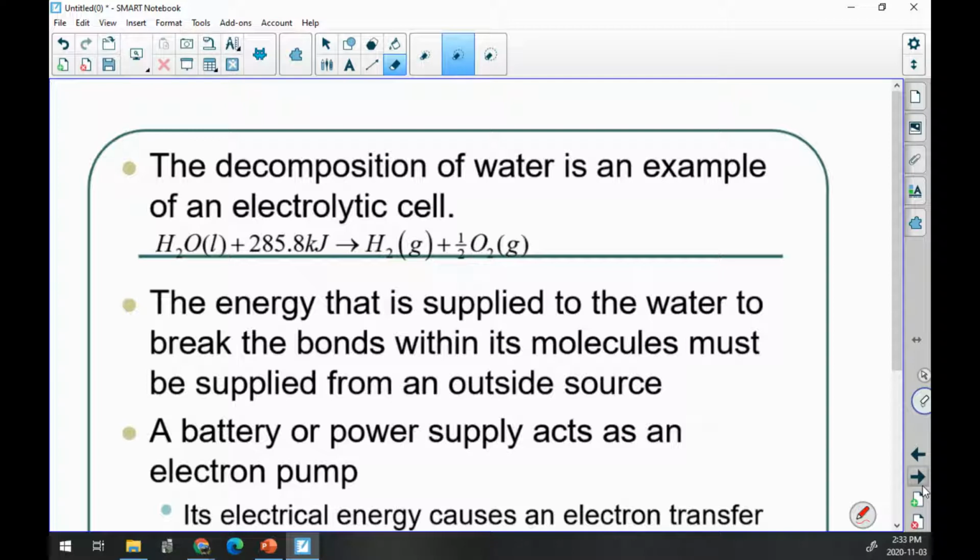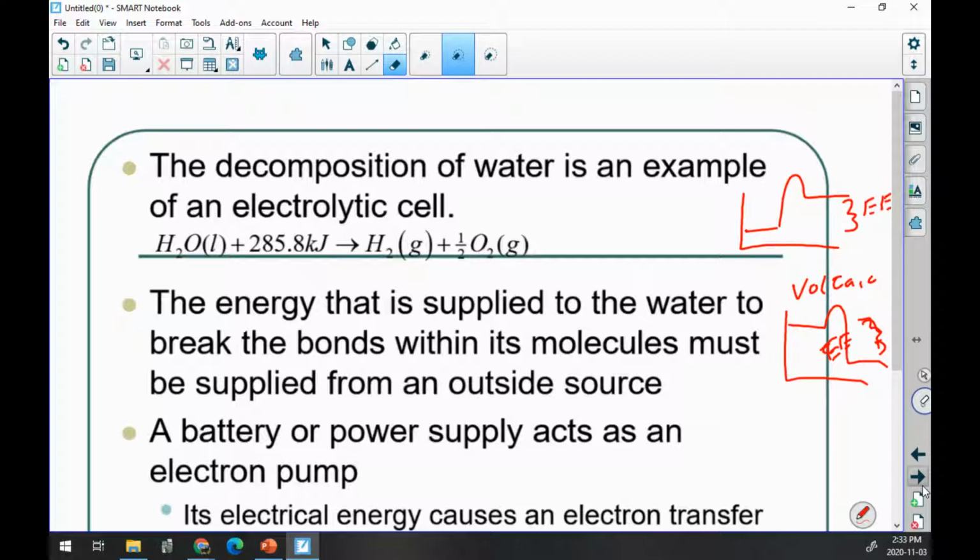So the water is supplied, the energy is supplied to force this reaction uphill. A voltaic cell is an exothermic reaction because it gives off electrical energy. The energy it gives off is electrical. So this is the potential energy diagram for a voltaic cell, where this comes off in electrical energy. And here we must add electrical energy to get this system to work.